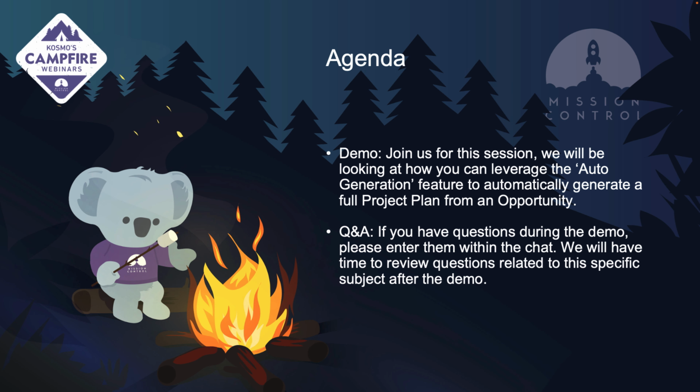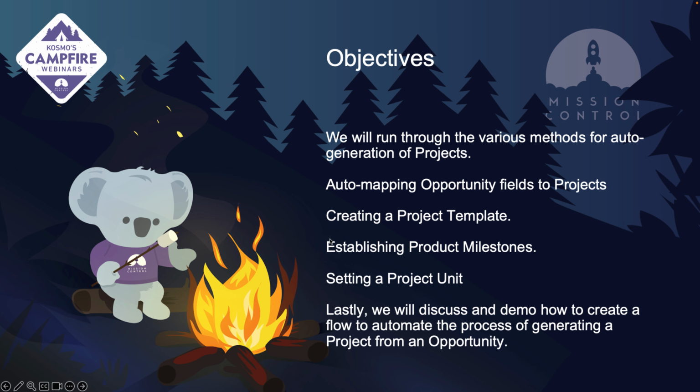On the agenda today, we will be looking at how you can leverage the auto-generation feature to automatically generate your projects from scoping during the opportunity. Our main objectives as we run through the various methods for auto-generation of projects would be to understand the mapping from opportunities to projects, creating a project template, establishing product milestones, selecting a project source, and lastly, we will discuss how to create a flow to automate the process of generating a project from an opportunity.